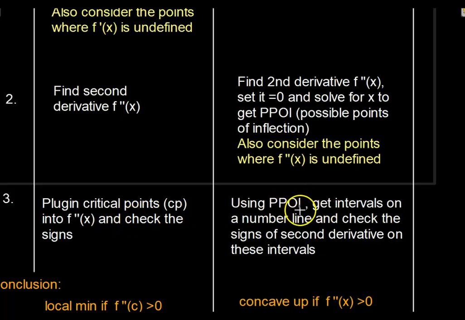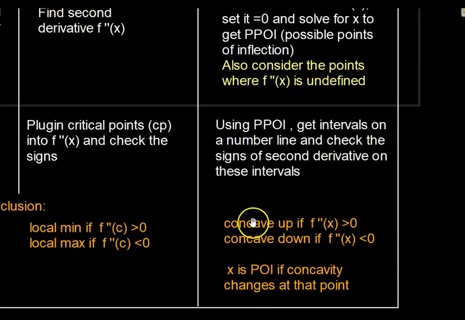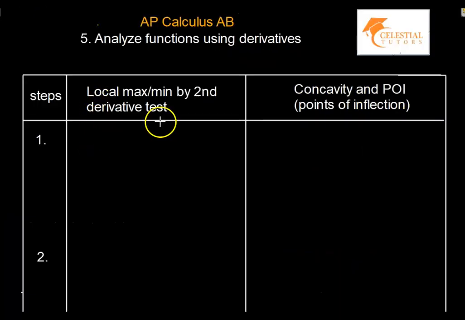But for concavity, we test the intervals. We check the concavity using these rules. So if the second derivative is positive, it's concave up. For negative, it's concave down. Now let's work on an example to understand the difference between two procedures.